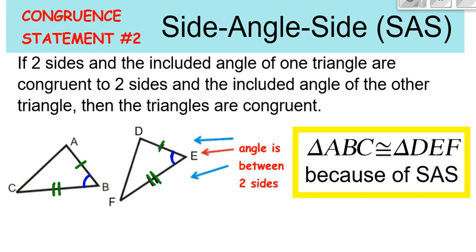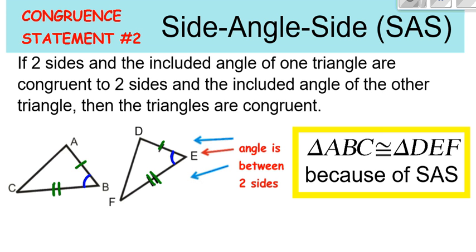So if I have this relationship between 2 triangles where I have a side and an angle and a side, and an angle and a side from another triangle, then I can say that my triangles are congruent because of side angle side.